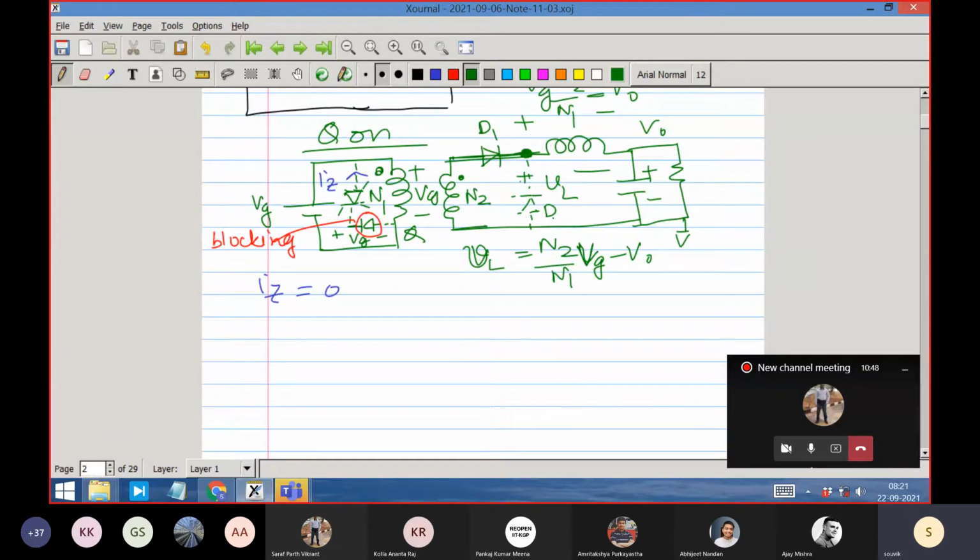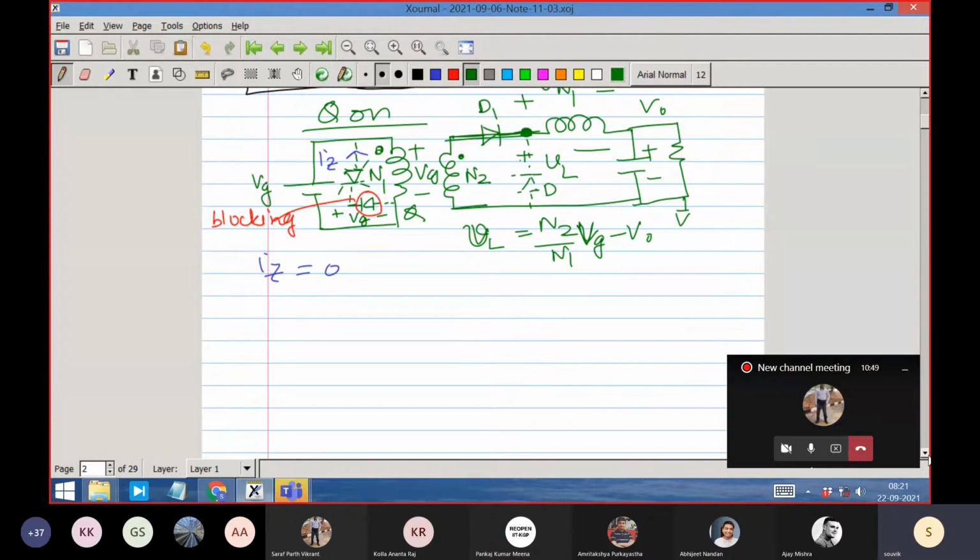But what happens in the off state? In the off state, the switch you have turned off. So there cannot be any current in that path. There cannot be any current in the switch path.